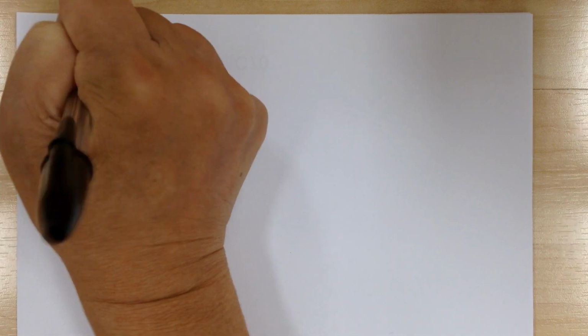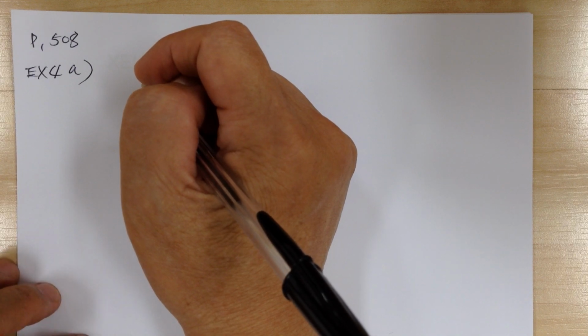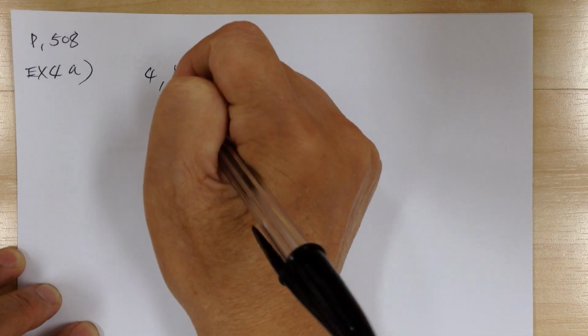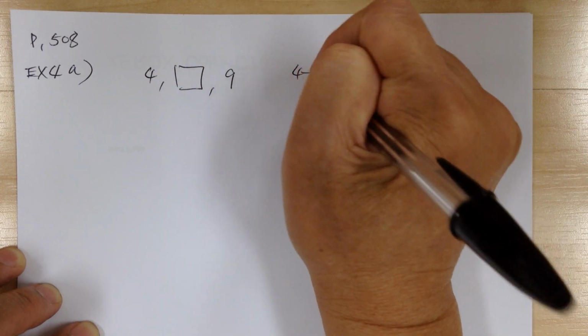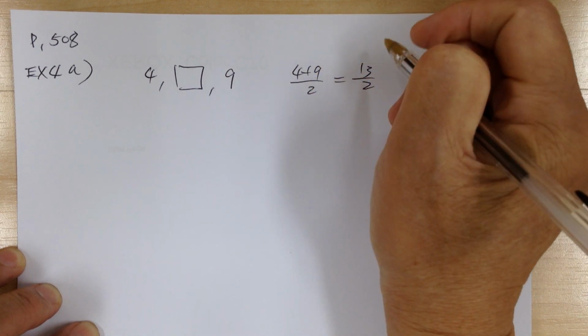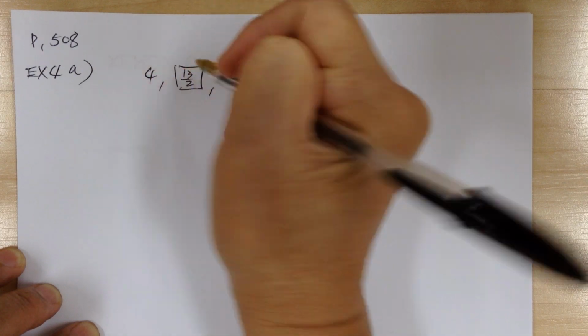Okay, let's go to example 4A. It says find the arithmetic mean of 4 and 9. So you got 4 and 9. Again, you're looking for the middle number, you just average the 2. So 4 plus 9 divided by 2. So you got 13 over 2. Okay? And so 13 over 2, and that's your answer.